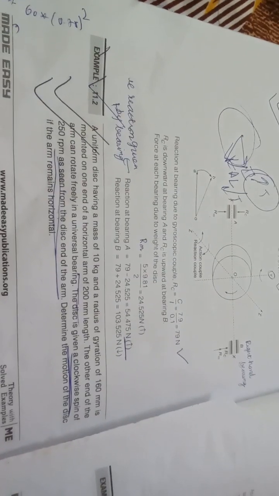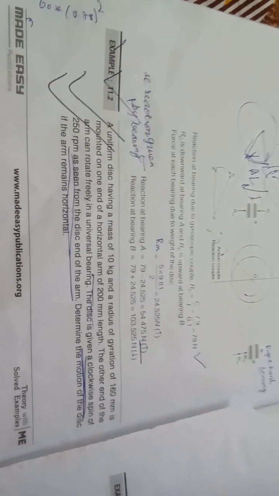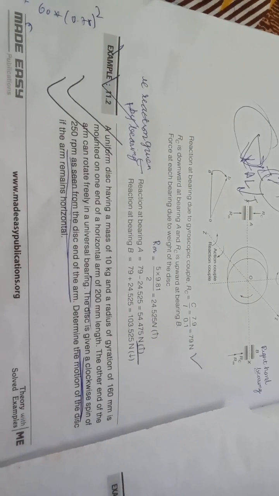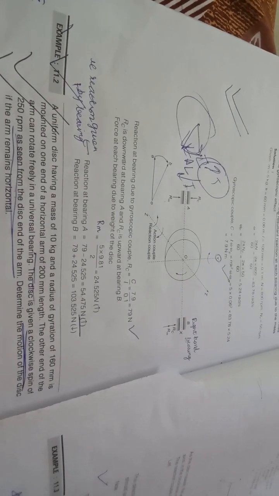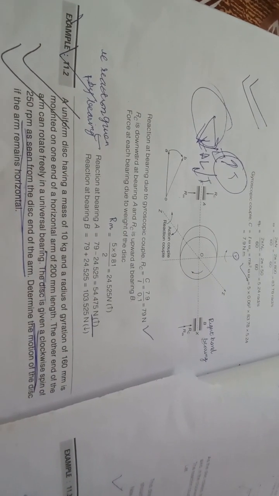Arm remains horizontal, that means why would the arm remain horizontal if there is gravity? If there is gravity, then the arm should fall. No, it is not falling because the gyroscopic couple is opposing it. So what is the value of the gyroscopic couple which is opposing it? It is I omega omega p. So this is the figure.